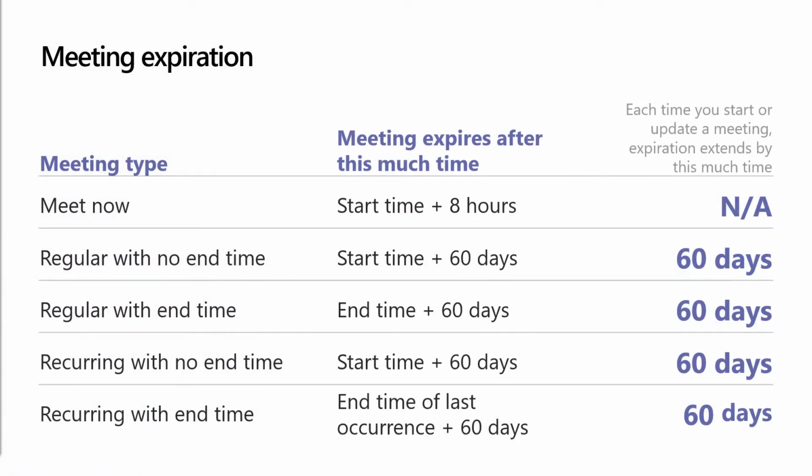Meetings expire basically 60 days after the meeting has ended. Keep in mind that if someone joins a meeting to update a file or to send an IM, 59 days after the meeting has ended, that restarts the counter for another 60 days.